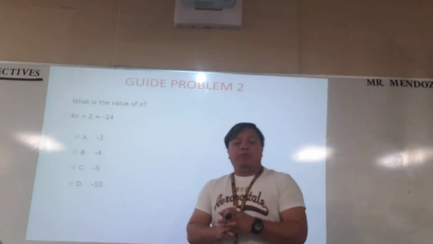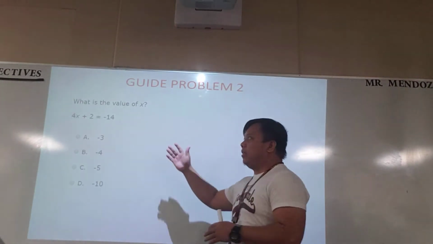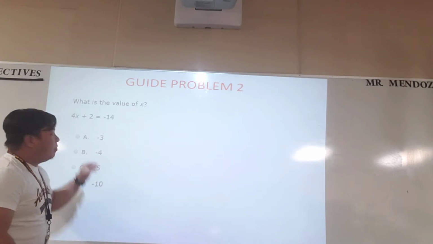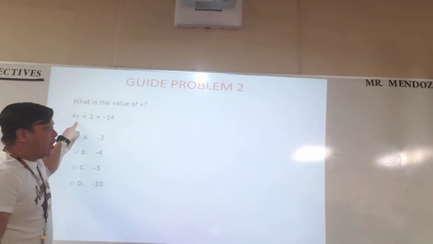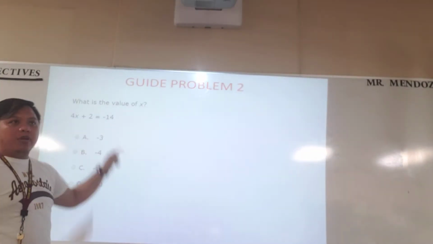Now we proceed to guide problem number 2. Okay, so what is the value of x in the equation 4x plus 2? So what's going to be the value of x in the equation 4x plus 2 equals negative 14?